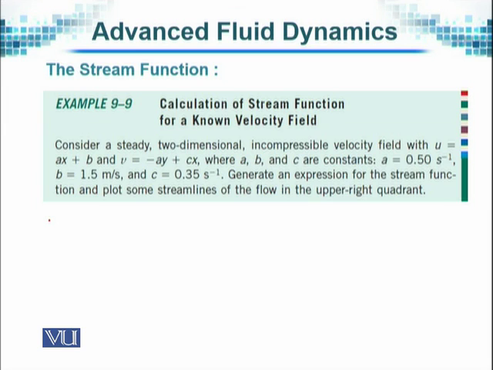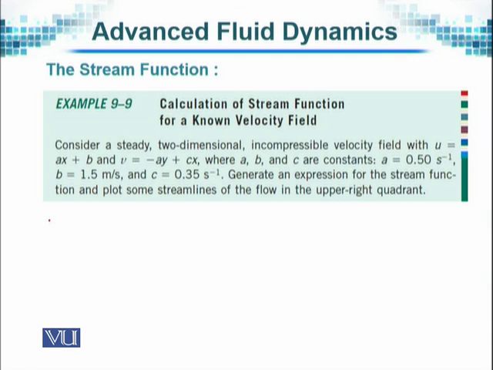So the example is that we consider a steady two-dimensional incompressible flow. So it's a two-dimensional flow, no z component, no w there. Then it is incompressible, no variation of mass or density, rho, so we don't have to worry about that. And the velocity field is given such that u is equal to ax plus b and v is equal to a minus ay plus cx.